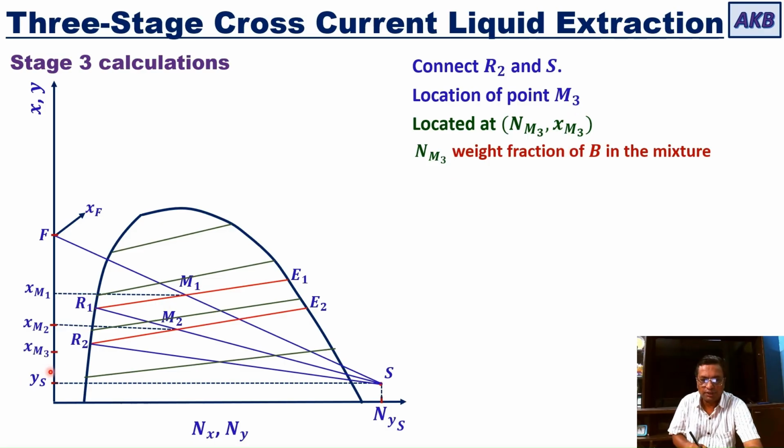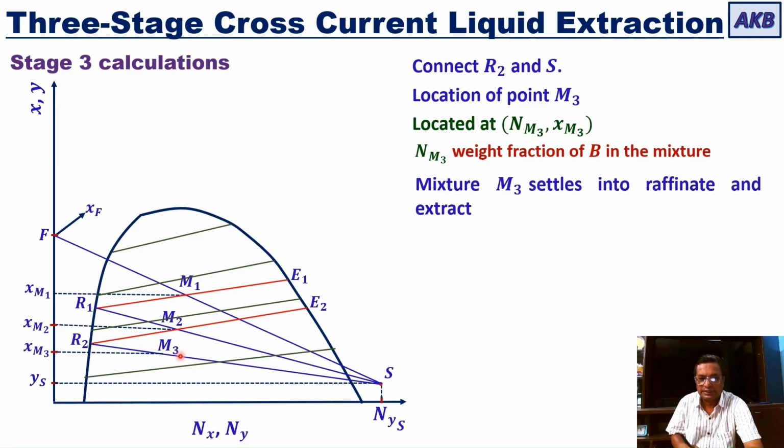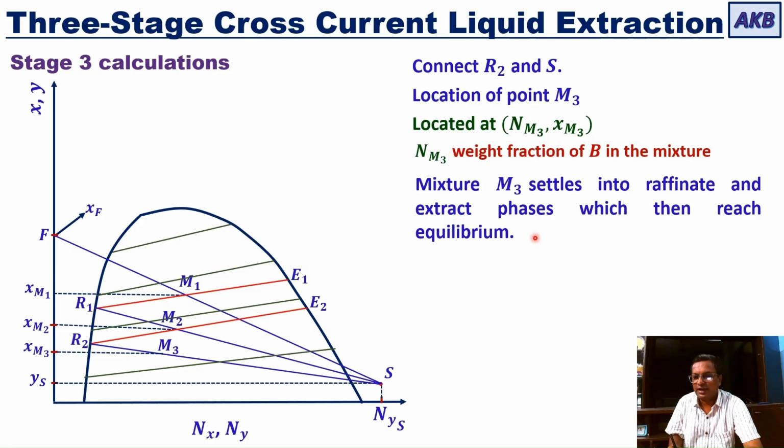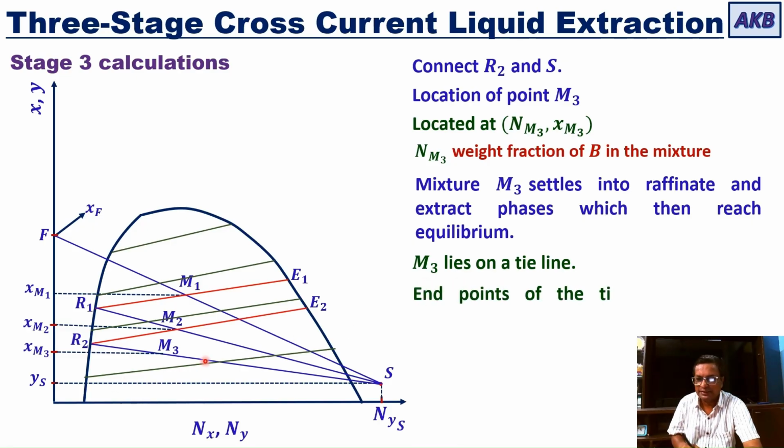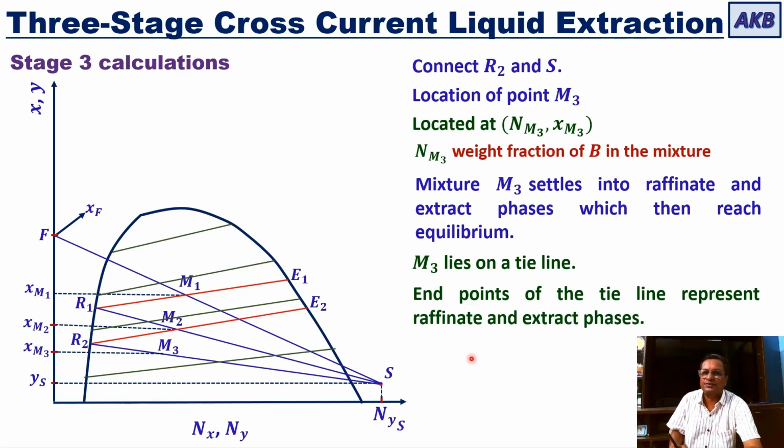So XM3 is located over here, and then we go on to the line R2S. At the intersection, you'll be having point M3, and this point M3 will be representing the mixture in stage number 3. This mixture will settle into raffinate and extract phases, which will come to equilibrium. Therefore, M3 will also lie on a tie line, and the endpoints of this tie line represent the raffinate and extract phases that are coming out of stage number 3. So these points are R3 and E3.